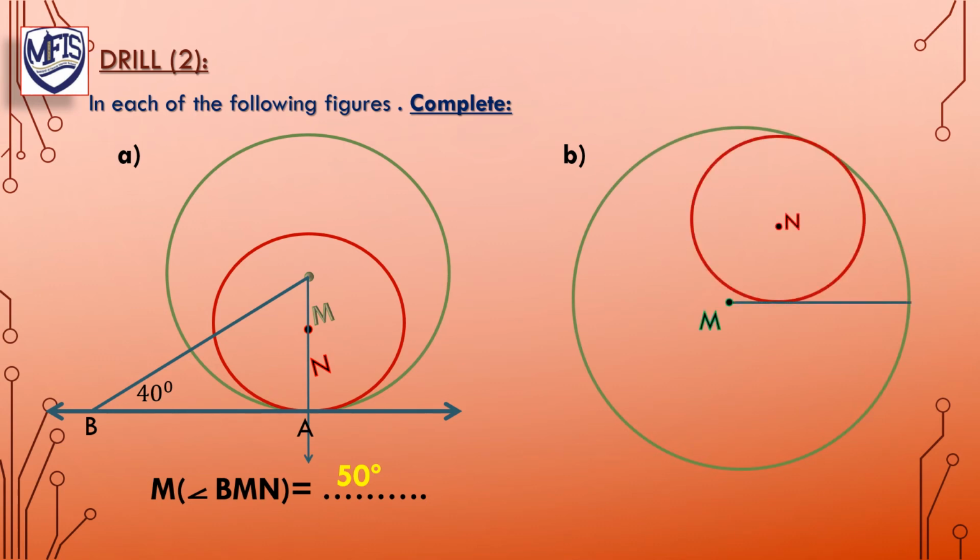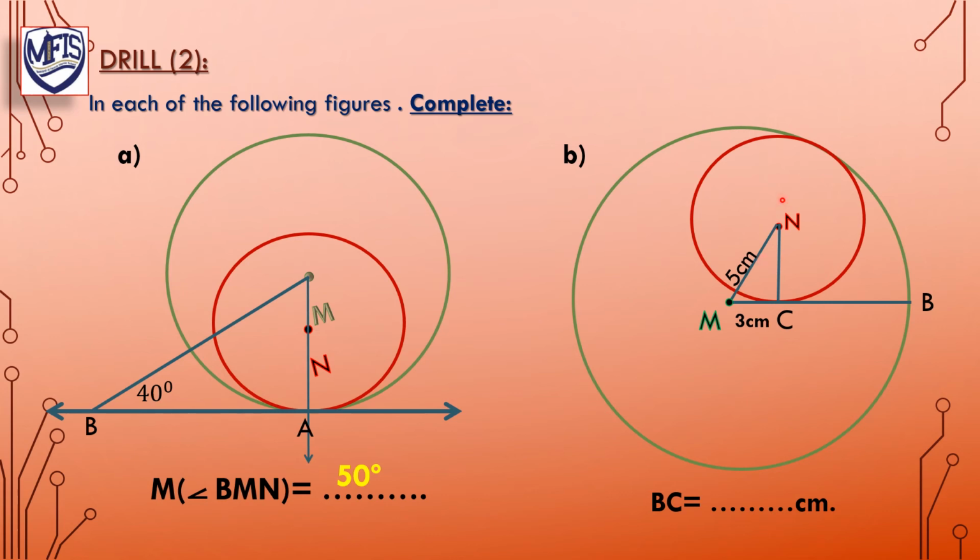Now, number B. Also, I have two circles touching internally, and the length of MN, the line of centers, equals 5. The length of MC equals 3, and he asked me to find the length of BC. BC is part of R1, part of the radius of circle M. How to find this part? Firstly, the two circles are touching internally. That means the length of MN equals the difference between the two radii, R2 minus R1.